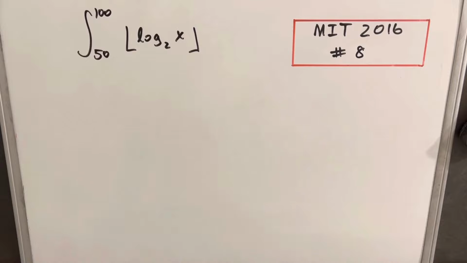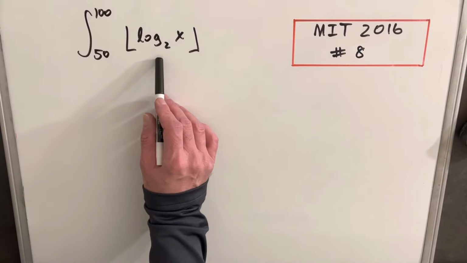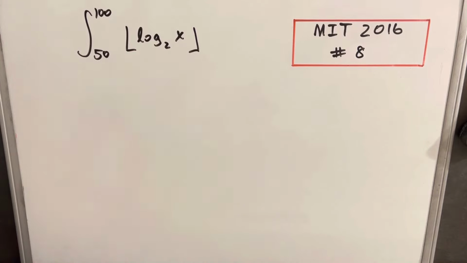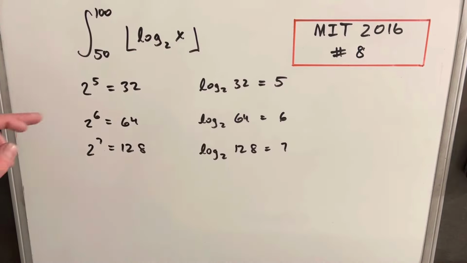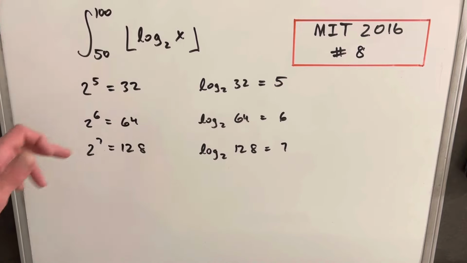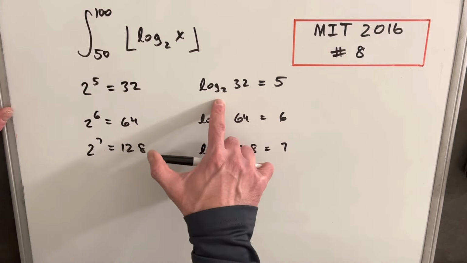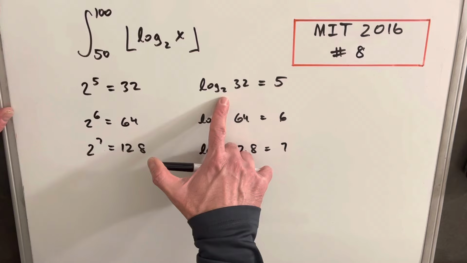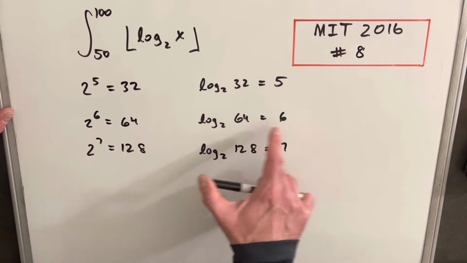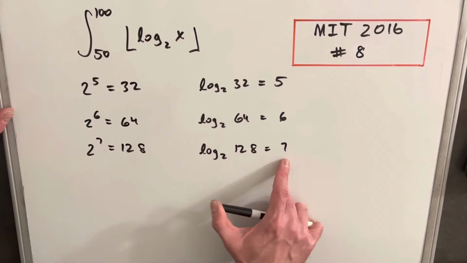The first thing I want to do is get a sense of what this function looks like. Without the floor, let's just look at what log base 2 of x looks like in this range. First, let's look at some common powers of 2. So 2 to the 5 is 32, 2 to the 6 is 64, 2 to the 7 is 128. Putting this in the form of log, log base 2 of 32 is 5, log base 2 of 64 is 6, log base 2 of 128 is 7.